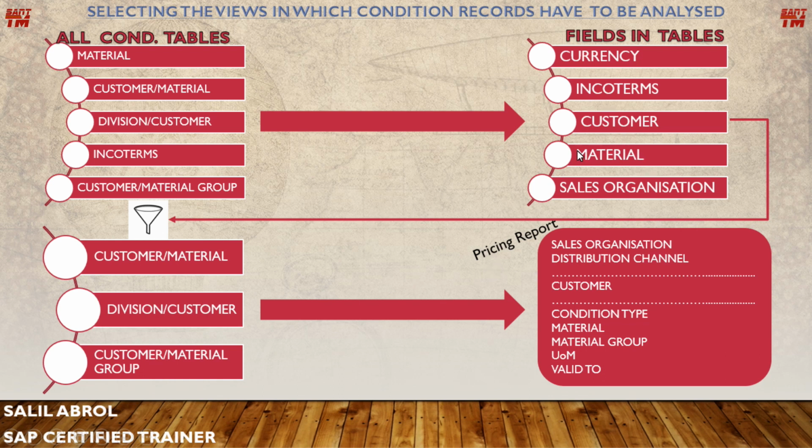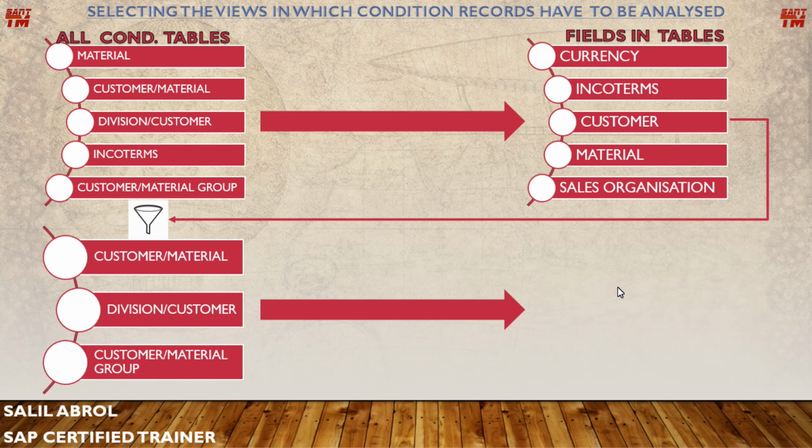Suppose here if I selected material, then the output would be material in the first row, in the second row the output would be customer material, and in the third row the output would be customer material group. And based on this pricing report, the group header would have material instead of customer. That means I would have defined the pricing report for a particular material group rather than a particular customer group. I hope it is getting clear to you. Let me show you again.